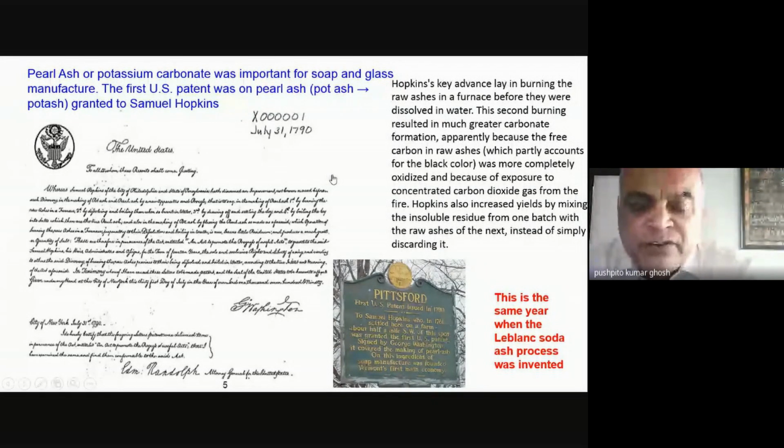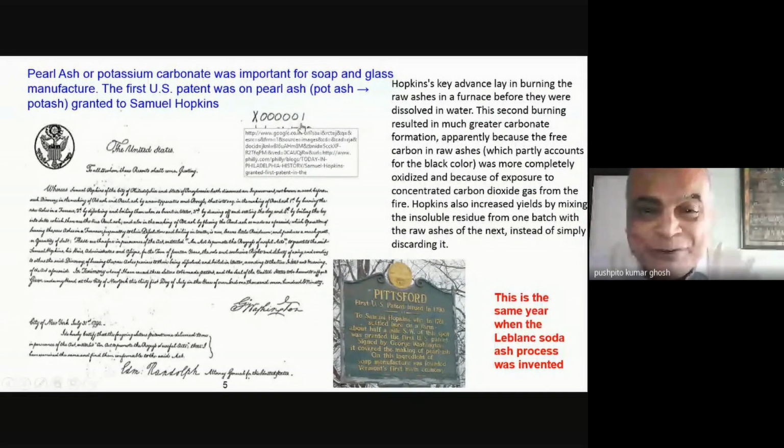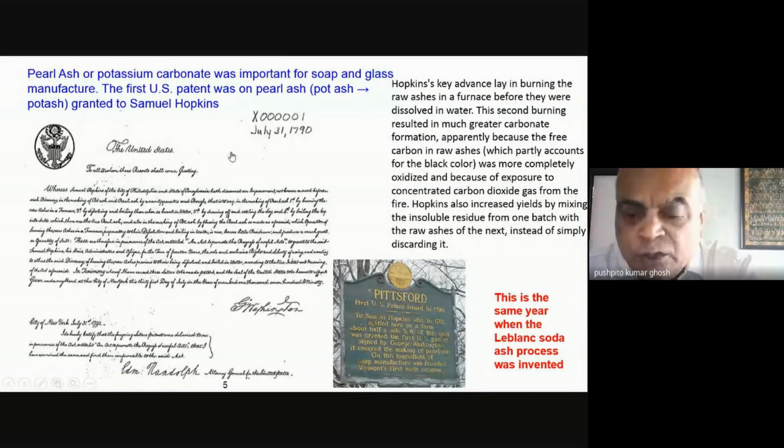Now, what is very interesting is that the first US patent that was granted, X00001, 1790, signed by George Washington, is on what? It's basically on an improved method of making potash, making that ash. And it had a huge impact because till sodium carbonate came into play, the alkali which people used, it's not as if there was no industry. There was industry based on this sort of alkali, but it was all potassium carbonate based, not sodium carbonate based.